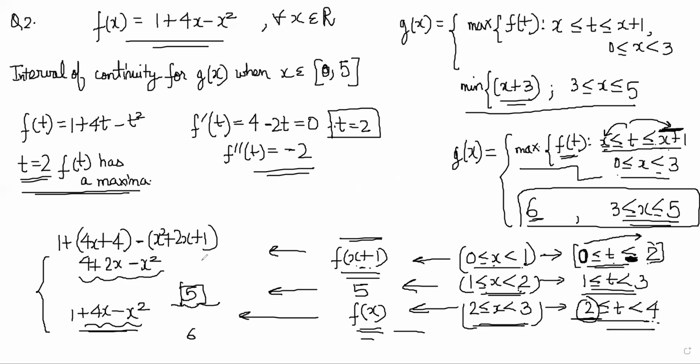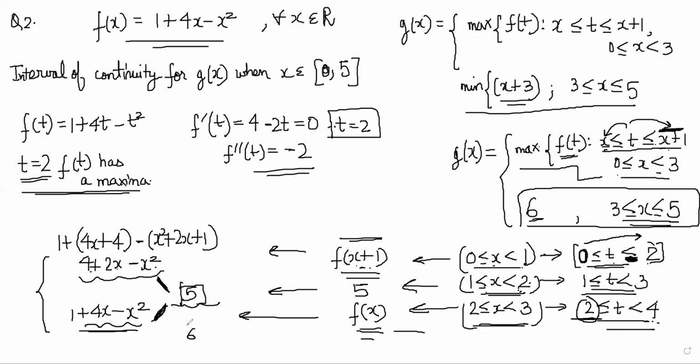So let's check at 1. At 1, 4 plus 2 minus 1, it is equal to 5. So at 1, it is matching this, right? 5. At each point where the definition changes, you should check for continuity. Yeah. So the definition changes at 1, at 2. At 2, if we check, 5 is coming from the lower side, and 1 plus 4 into 2, 8, 9 minus 4, 5 is coming from the upper side also.